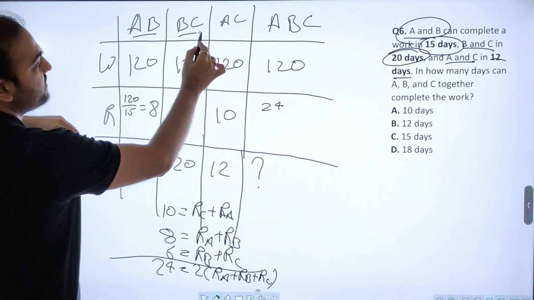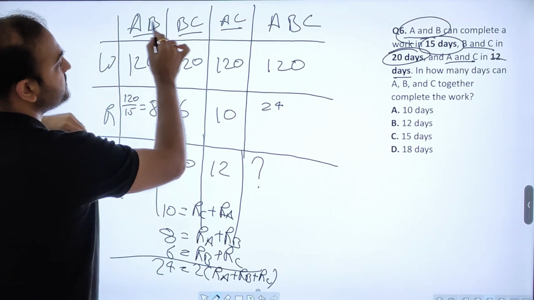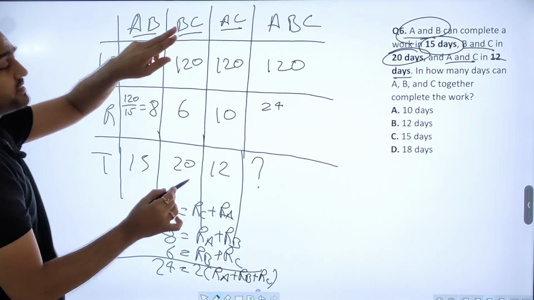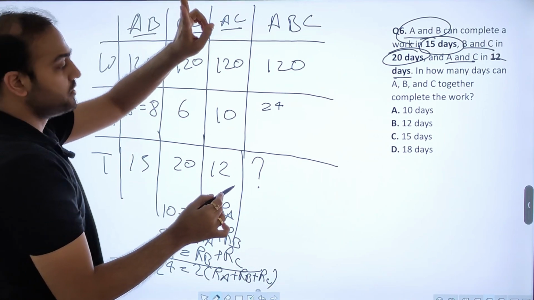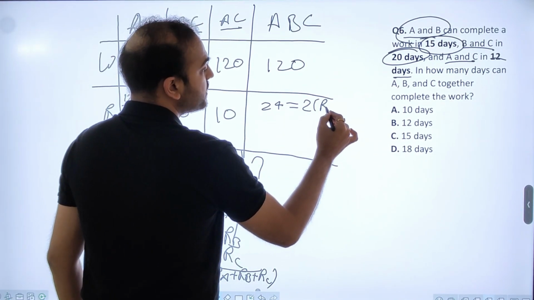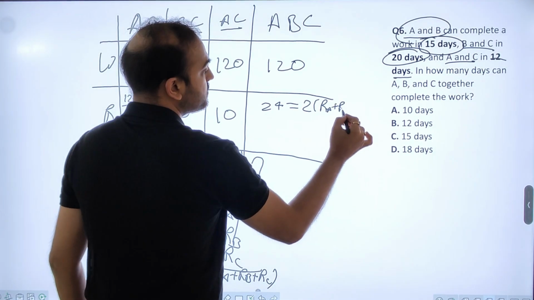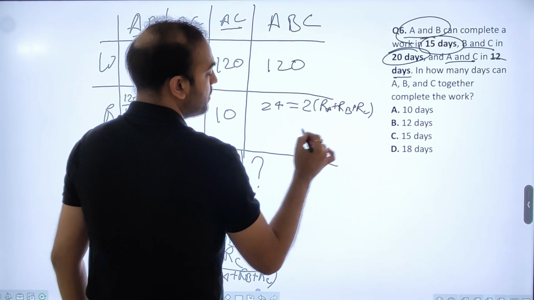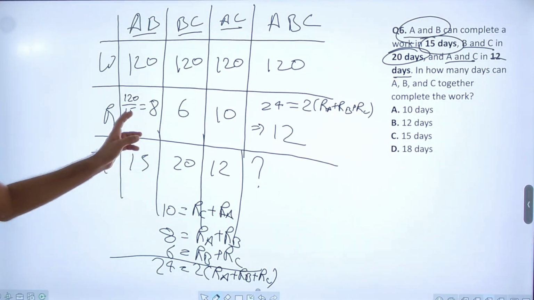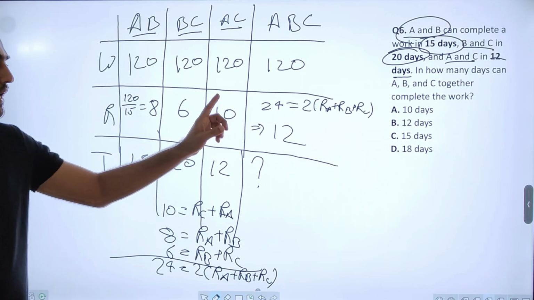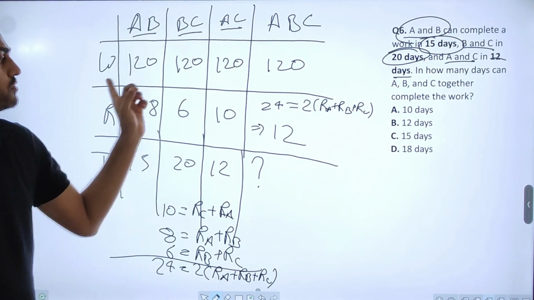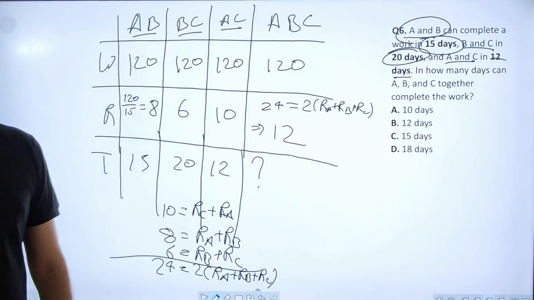AB is getting added to BC and AC. If I add, A has come twice, B has come twice, and C has come twice. So this 24 is 2 times the rate of ABC. So rate of ABC is 12. Okay, don't just add and become happy. Okay, remember it's 2 times the rate of ABC. So rate of ABC is 12.